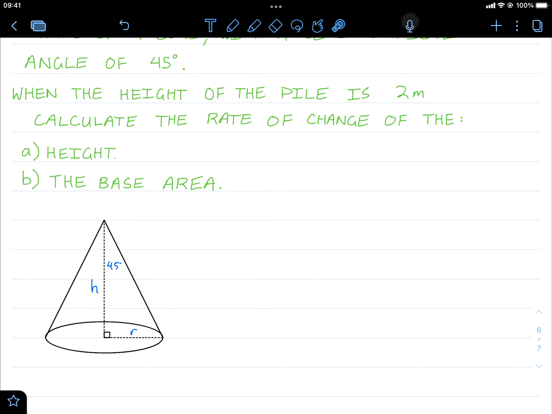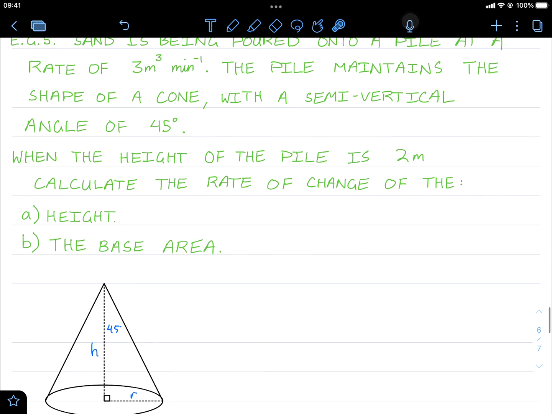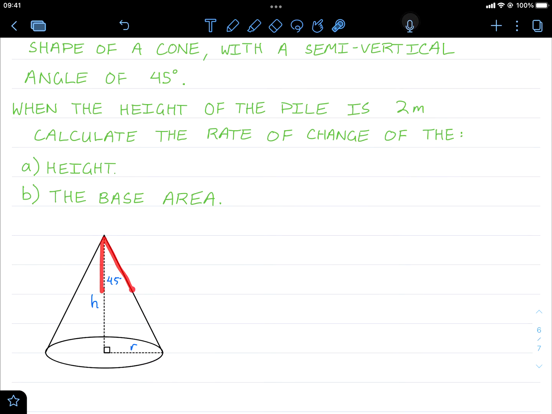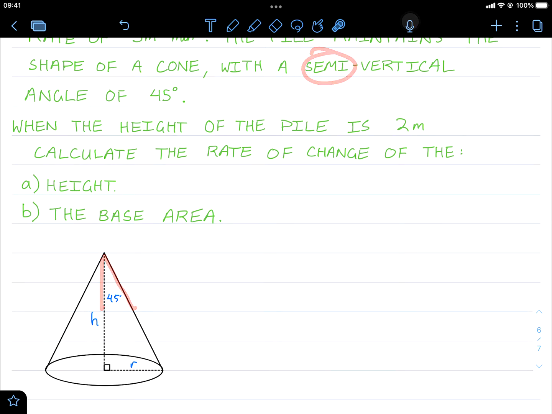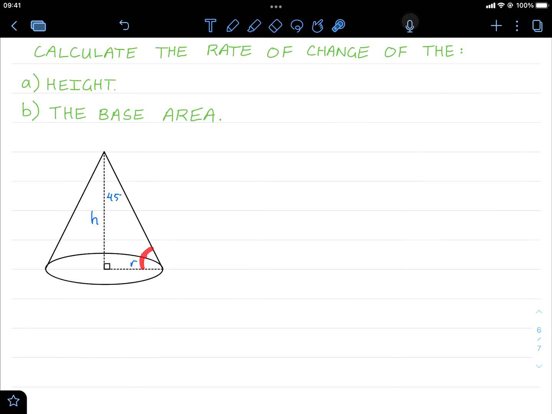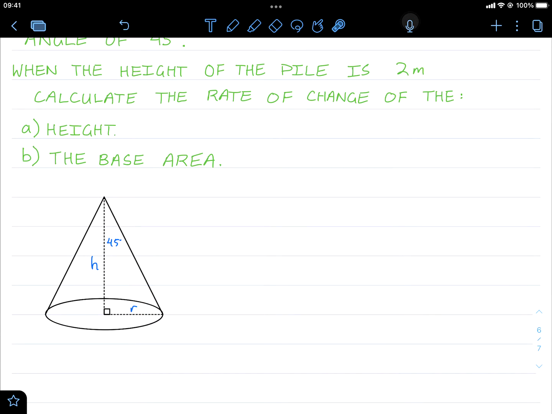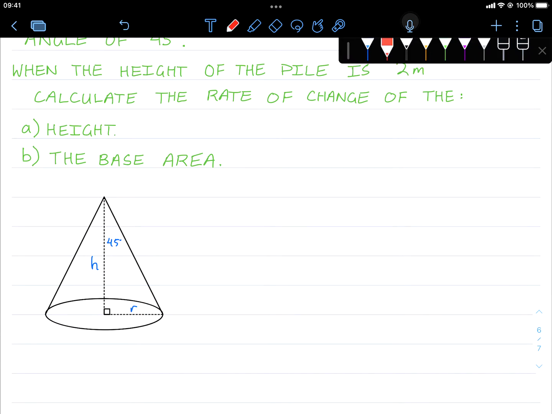We have a cone where the radius, the base radius, is r, the height of the cone is h, and it says here the semi-vertical angle being 45. It's going to be this angle here, because that's a vertical angle, and semi meaning half. So half the vertical angle is 45 degrees. Had you placed it here, that's actually called the horizontal angle. So this is the diagram I hope that you would have drawn.